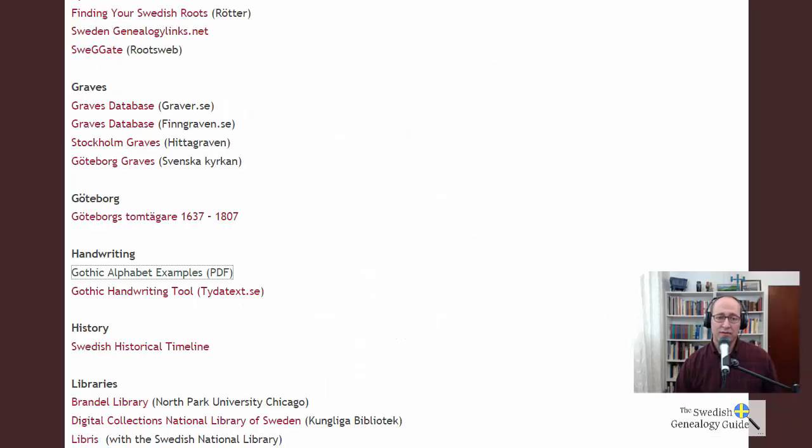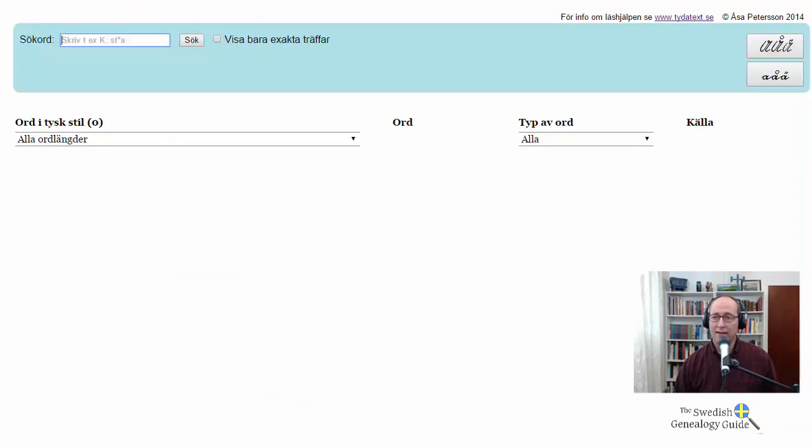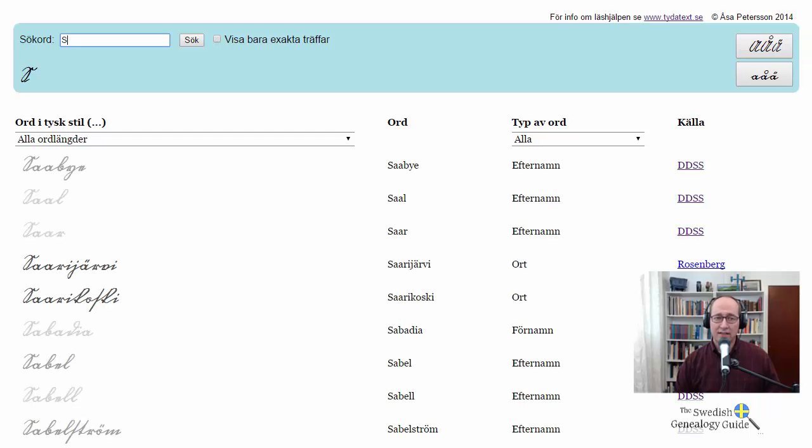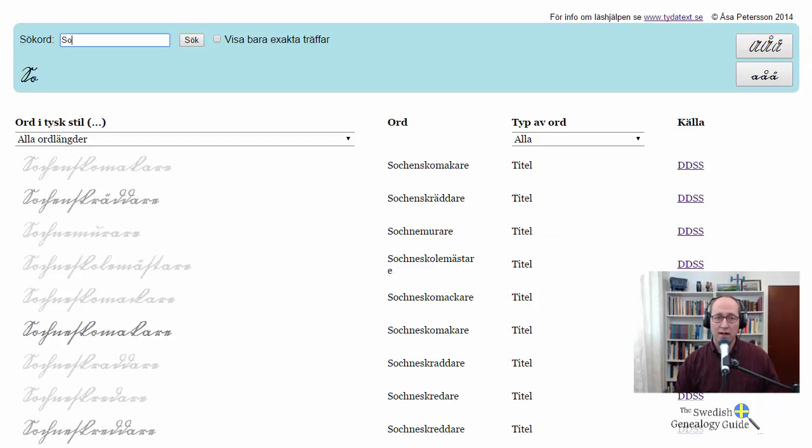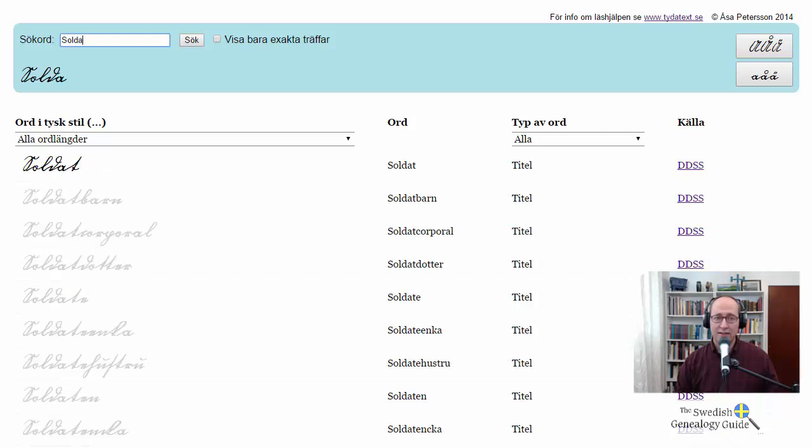So the other link refers to Gothic Handwriting Tool. And I click on that, and this is a tool that was created in Sweden in 2014, and it's really neat because what you do is you just type in the letter using your keyboard. So here's a capital S, and you can see that's a nice loopy S, O, L, D, A, T. And this tool is available for free. And what it does is it allows you to see what the letters would look like when they are all connected to each other.